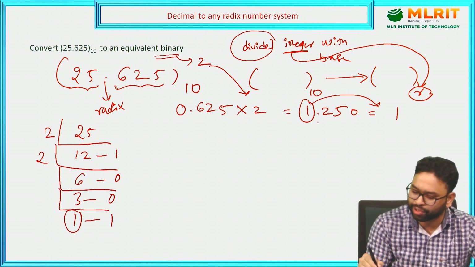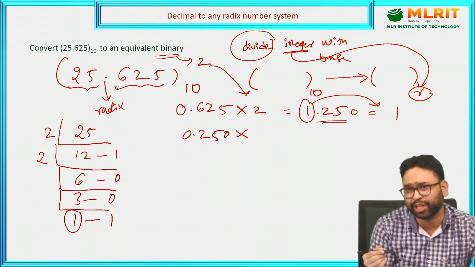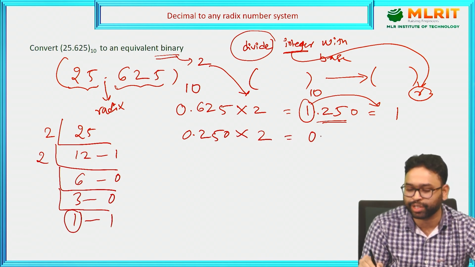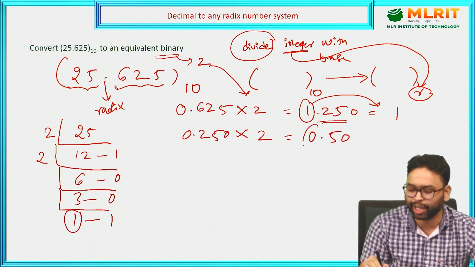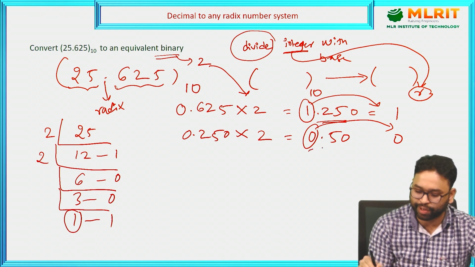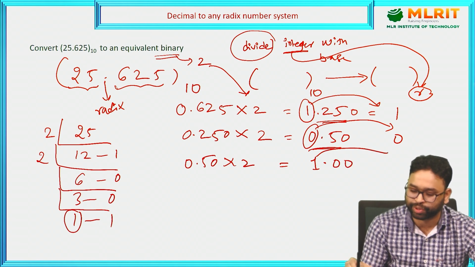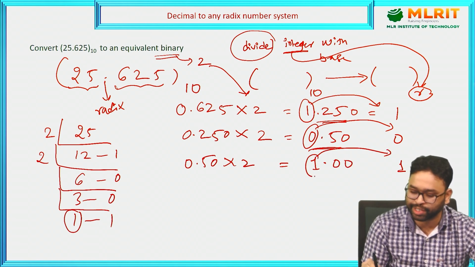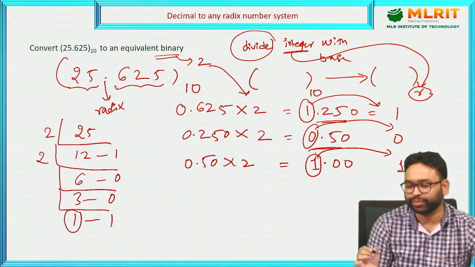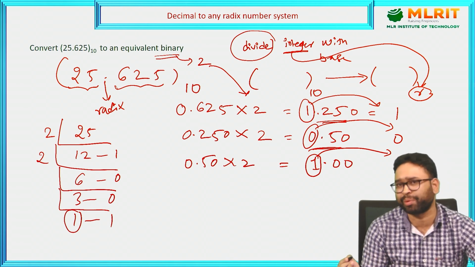Now the remaining value is 0.250, and again multiply with base value 2, and the resultant value is 0.50. Copy this value and keep it separately. Now look at the remaining value, 0.50 into 2, that is 1.00. Copy this value. Now I am left with only 0 values, so I don't need to multiply any further.